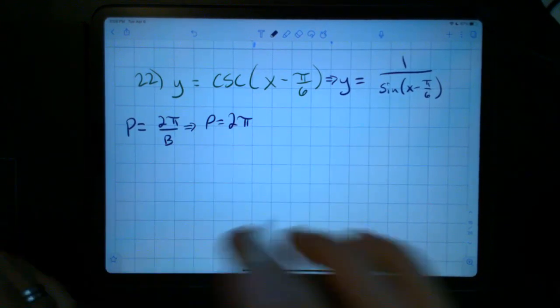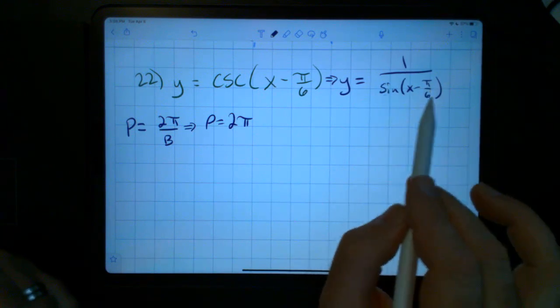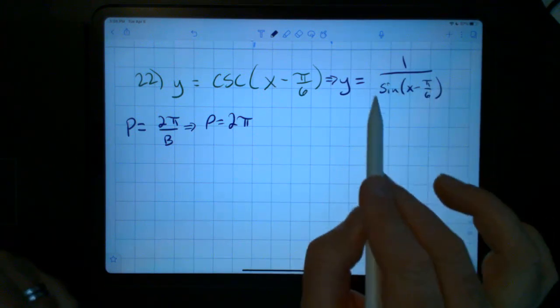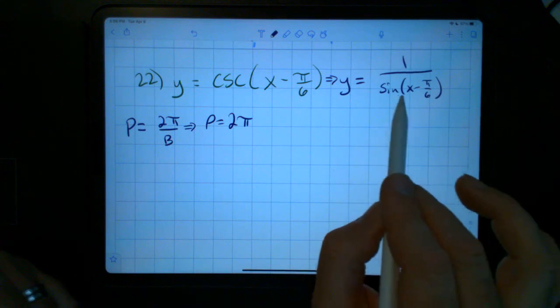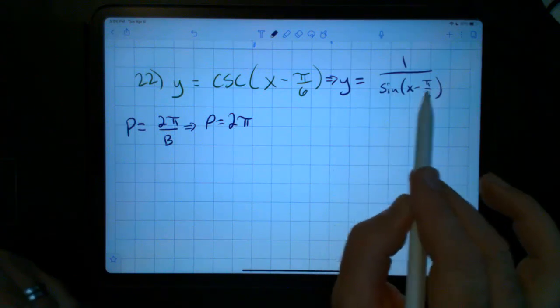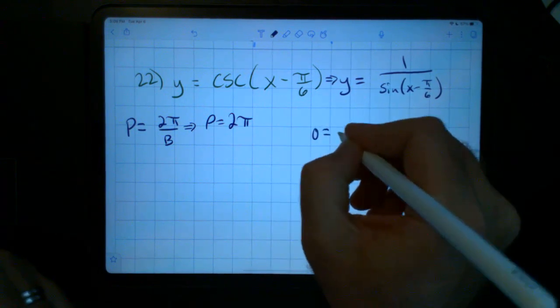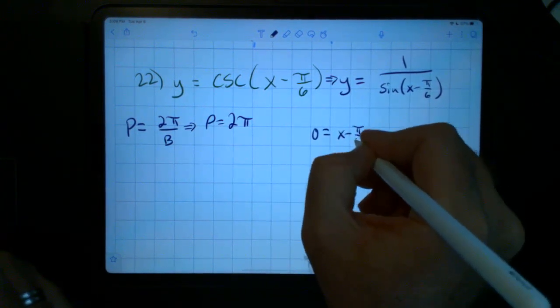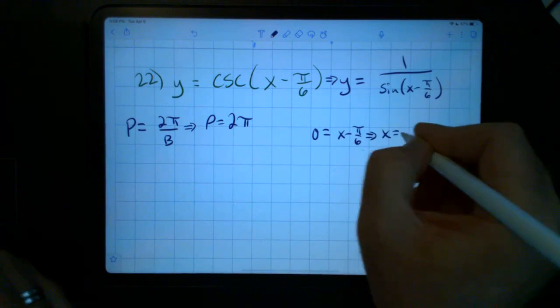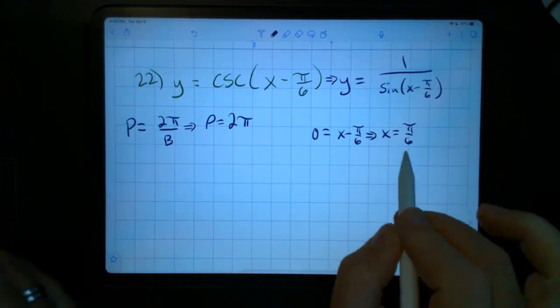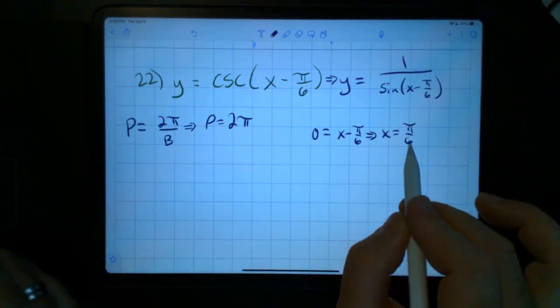Then to find some asymptotes, let's set this denominator equal to 0. The denominator is 0 when sine of an angle is 0, and one such angle is 0. So we have 0 equals x minus pi over 6. This implies that x equals pi over 6 is an asymptote.